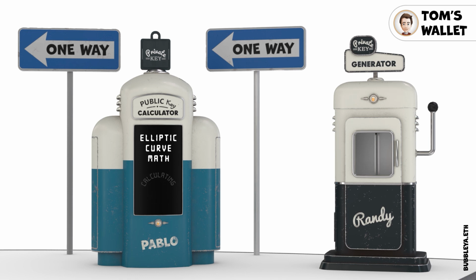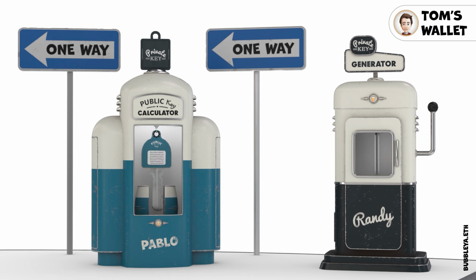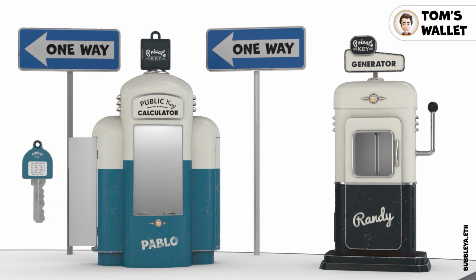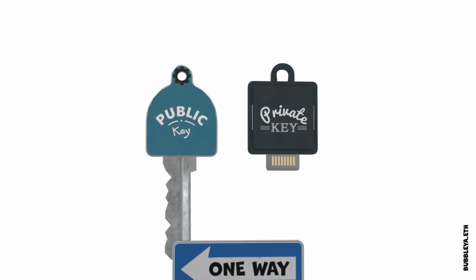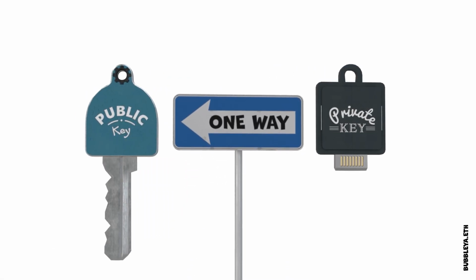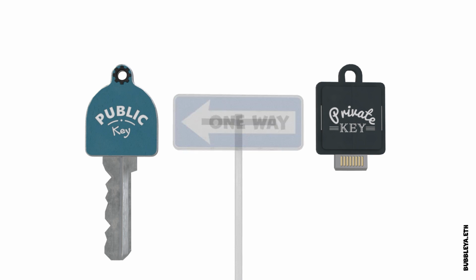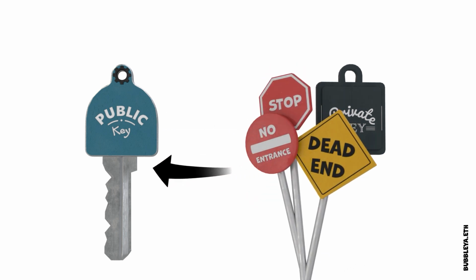Their characteristic is that they are easy to compute in one direction, while computation in the reverse direction is inefficient and practically unattainable. Each private key has only one corresponding public key. However, you can never make a reverse computation and determine the private key from the public key.